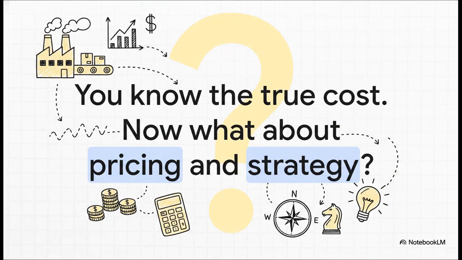Which brings us right back to the final and most important question. After all this work, you finally have a much better handle on a product's true cost. So what now? How does that new knowledge change your pricing strategy, your production decisions, how you view which products are really profitable and which ones aren't? That's where accounting stops being about numbers and starts becoming strategy.